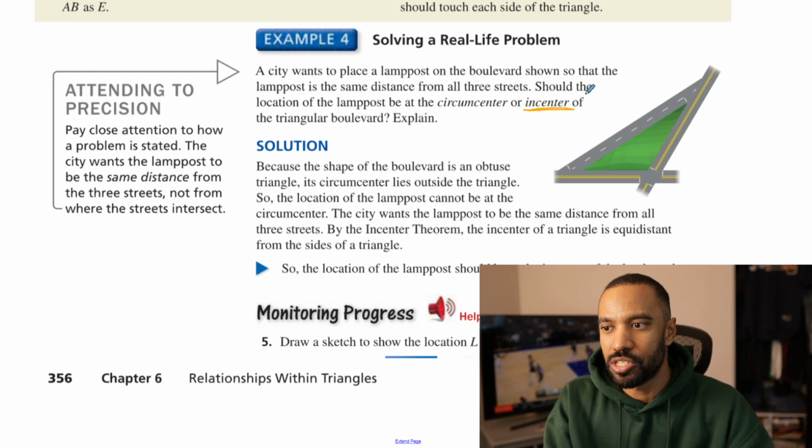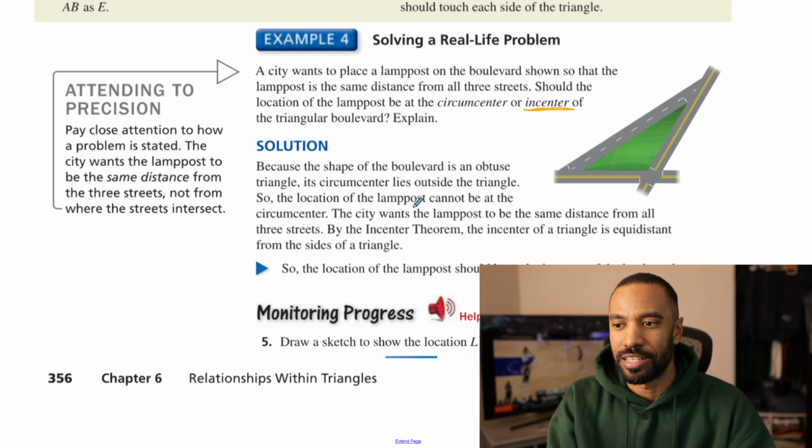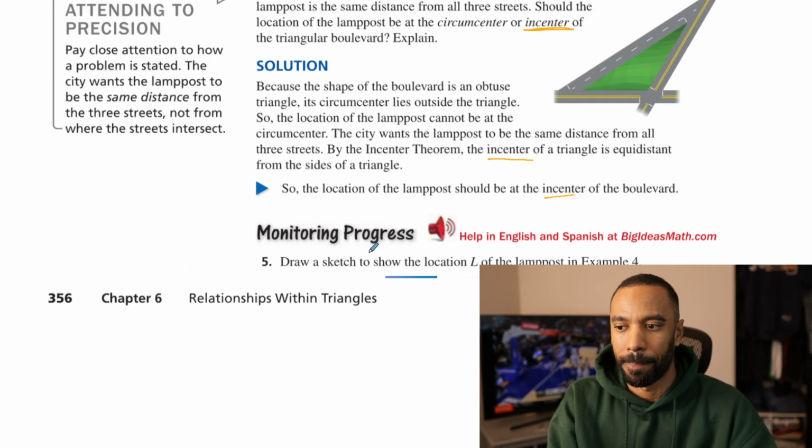To be the same distance from all 3 streets, it means the closest distance. So we are talking in-center in this. And that's kind of what they're saying as well. In-center is equidistant from all sides. It should be the in-center. Doesn't look like they're actually doing any problems with that, but that's it.